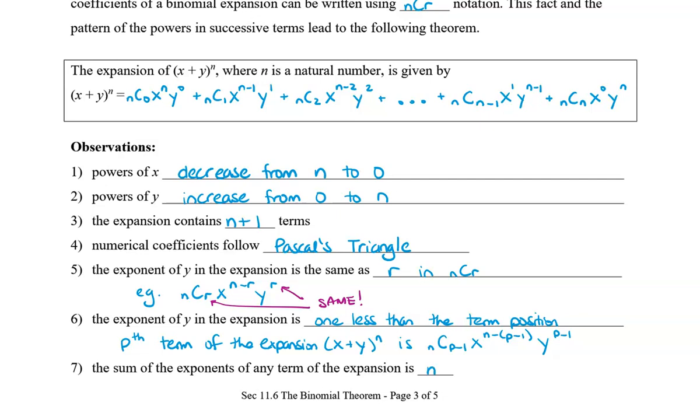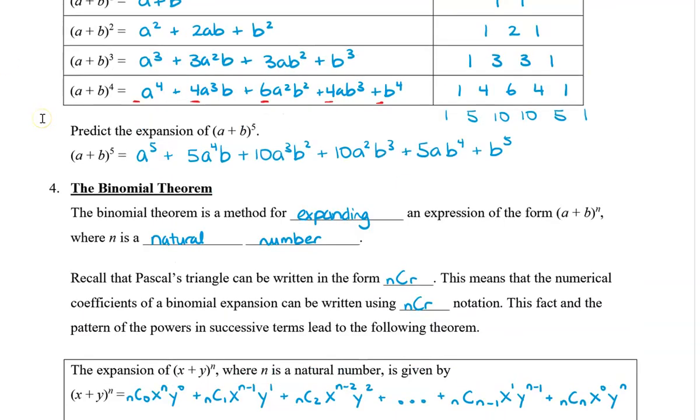And then the last observation is that the sum of the exponents of any term of the expansion is always n. What this means, I'll show you back here. If I add the exponents, we have 4 plus 1, notice it's 5. 3 plus 2, that's also 5, and so on.